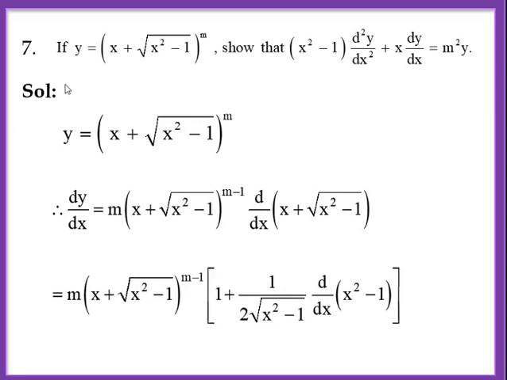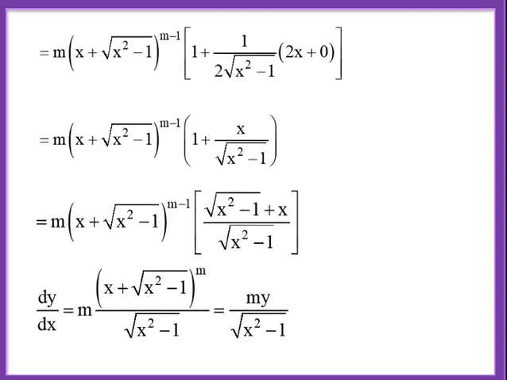Okay. If y equal to (x plus root of x square minus 1) raised to m, show that (x square minus 1) y2 plus x y1 equal to m square y. Now some students take logarithm on both the sides. That is also correct. But here I have differentiated as it is. So dy/dx equal to, what is the derivative of u raised to m? m u raised to m minus 1 into du/dx by chain rule. Derivative of x is 1, derivative of root is 1 upon 2 root into the derivative of x square minus 1, which is nothing but 2x.